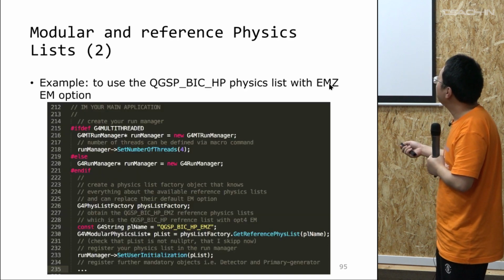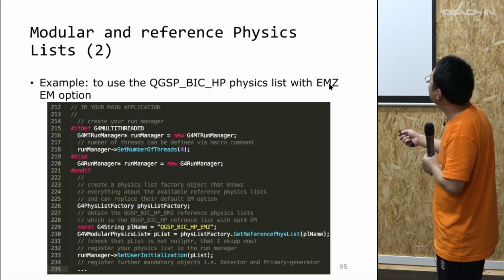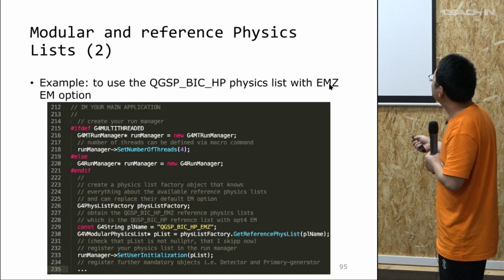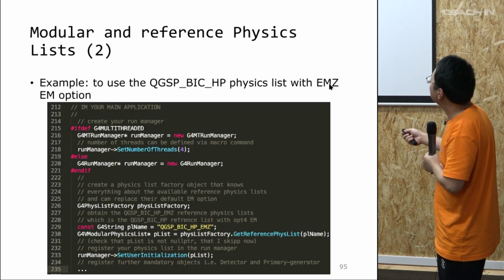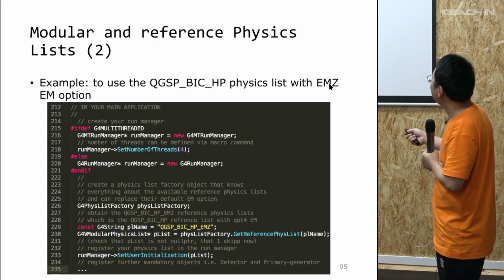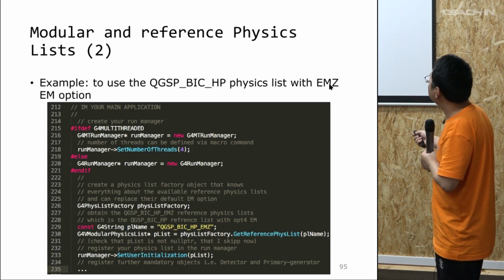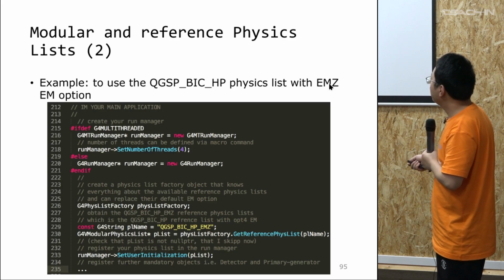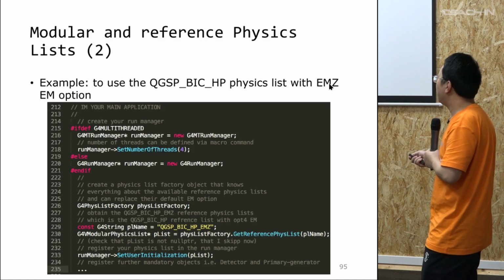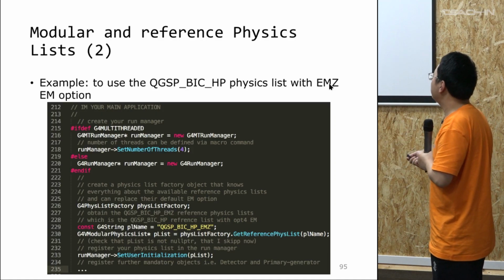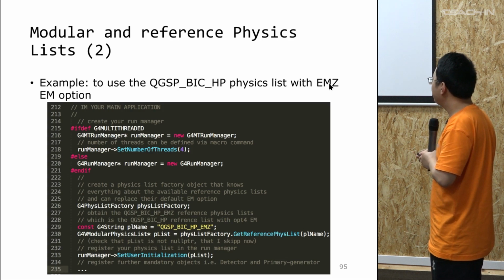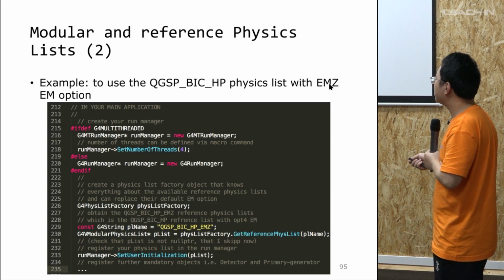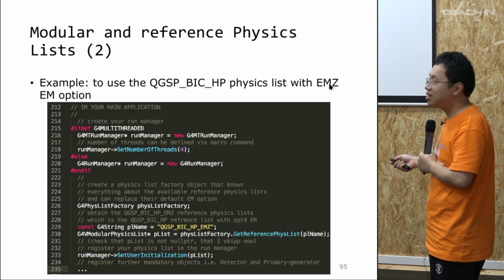Yeah, so this is an example. For example, we pick the QGSP_BIC_HP physics list with some additional options. You can see these are the two parts I already mentioned just now. HP is high precision, and they also do some customization of the EM option. You can see Geant4 provides this physics list factory. What you need to do is provide this string to the factory, and it will give you the correct physics list.